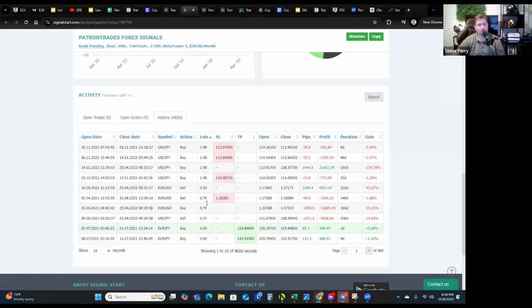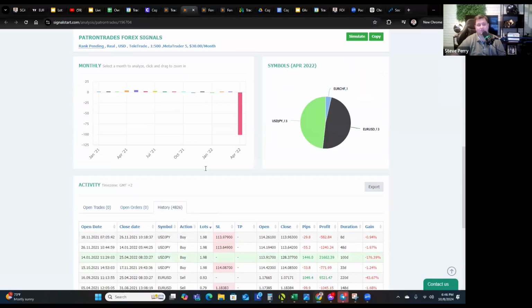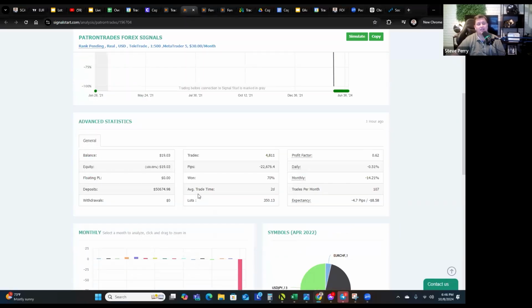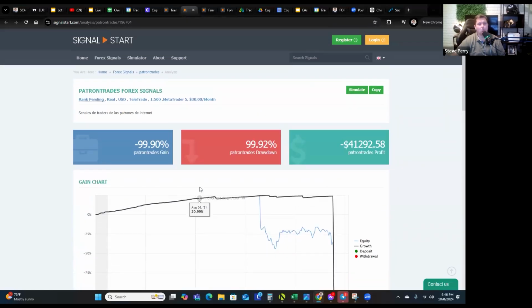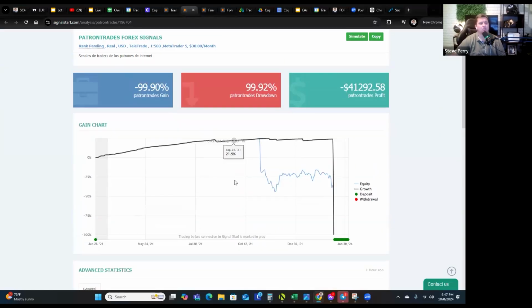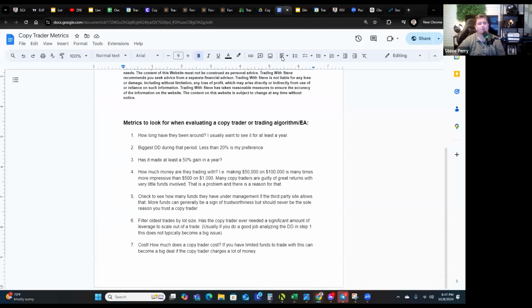So you can see the progression of trades. Like this was on 1.98 lot. Down here it's 0.69. It looks like they're changing their lot size up a lot, and that's usually a martingale thing, which I'm not necessarily opposed to if it's controlled. One of the ways you know if they're controlling their martingale is by how big their drawdown gets. And that's why I created this right here, which is how I evaluate different copy traders and trading algorithms.